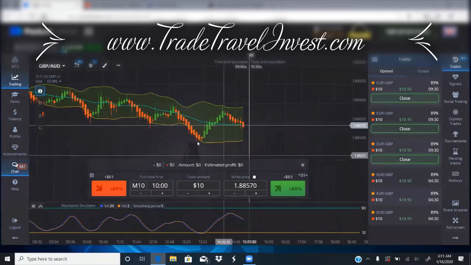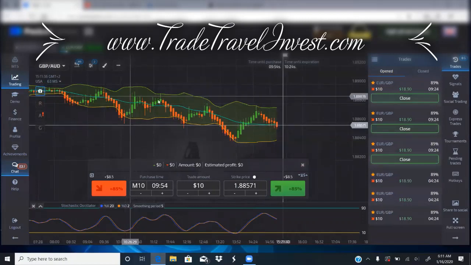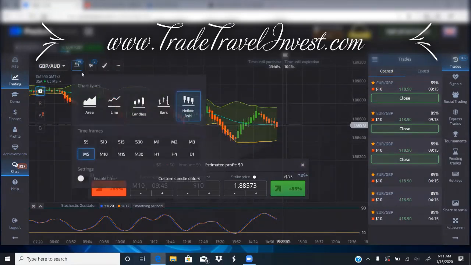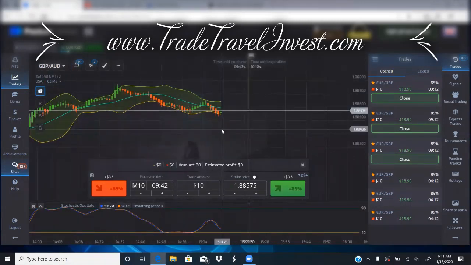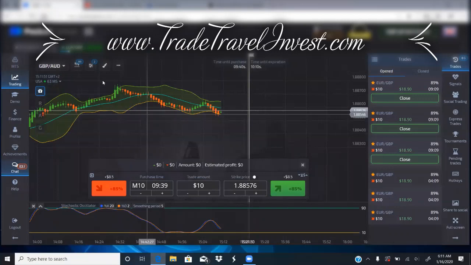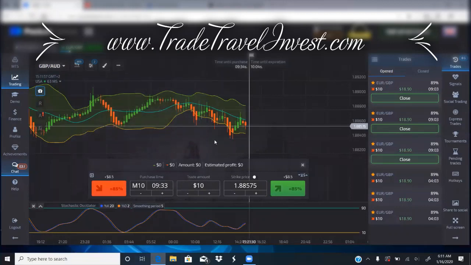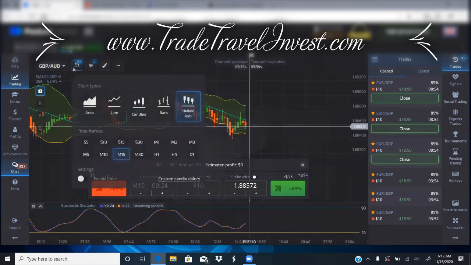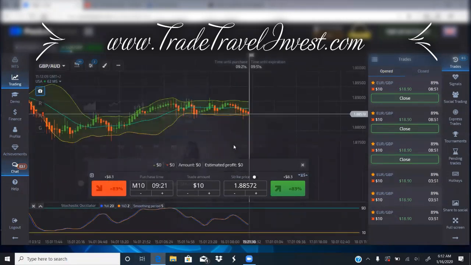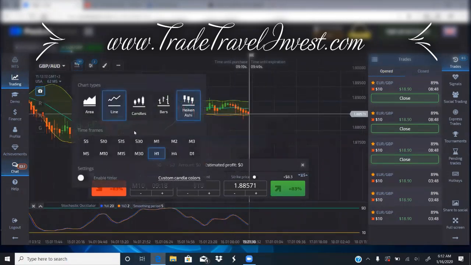GBP AUD. So it looks like overall this is on a downtrend. Price basically keeps hitting that upper Bollinger Band, and then we're seeing a pretty nice rally downwards overall on this pair. Yeah, so this looks good on the 15-minute. I think price is going to travel basically down to this bottom Bollinger Band here. And overall on the hourly chart, we're still on a downtrend as well.